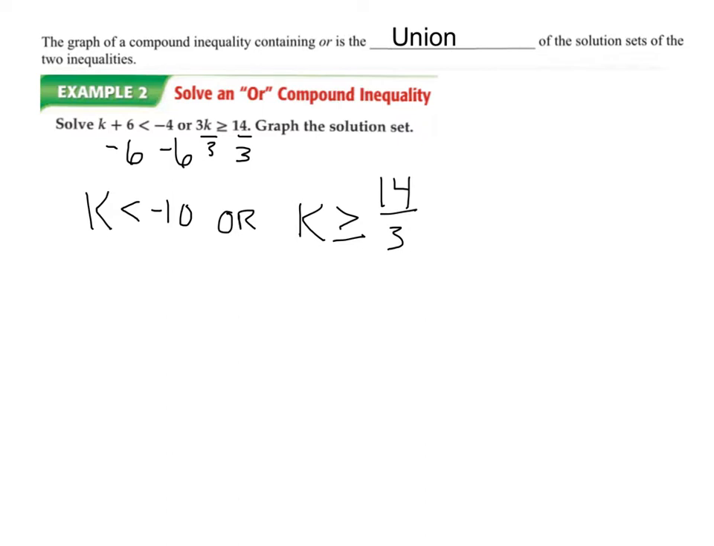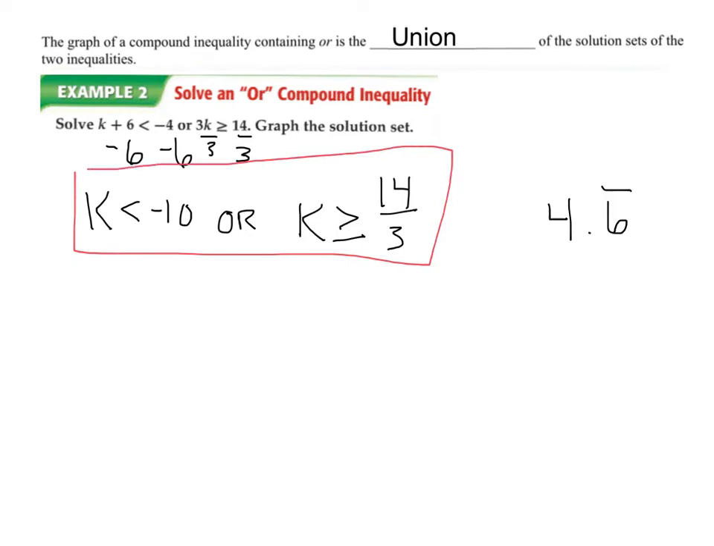Okay, so this is the answer that we end up with. Now, we do want to look at how we're going to graph this. Since 14 over 3 is going to be a little hard for us to graph, I'm going to go ahead and write what that's going to be as a decimal off to the side. So we're going to have 4.6 repeating. I'm still going to leave my answer as k is less than negative 10 or k is greater than or equal to 14 over 3.